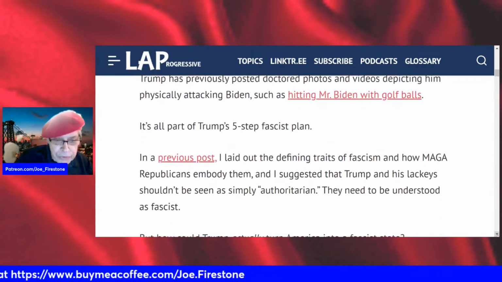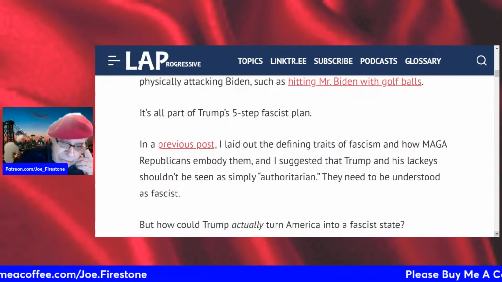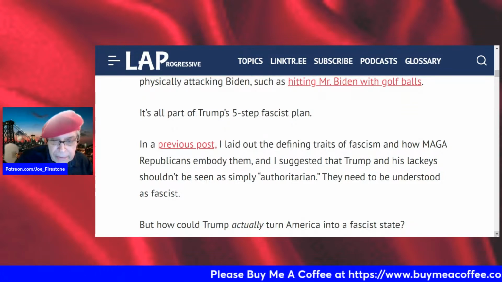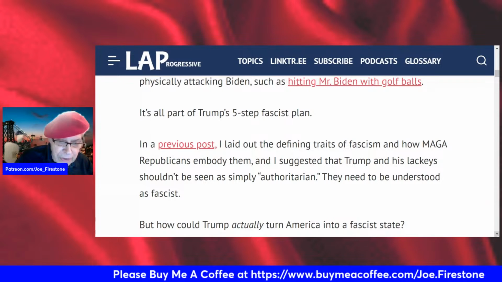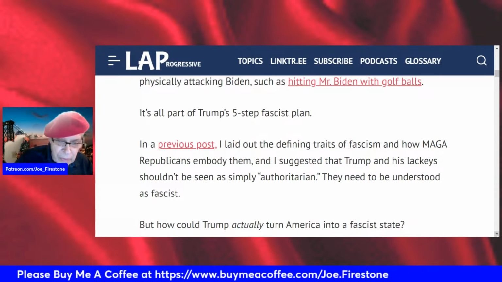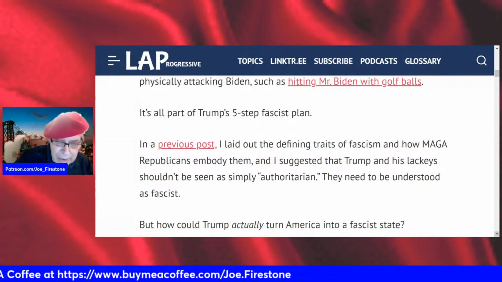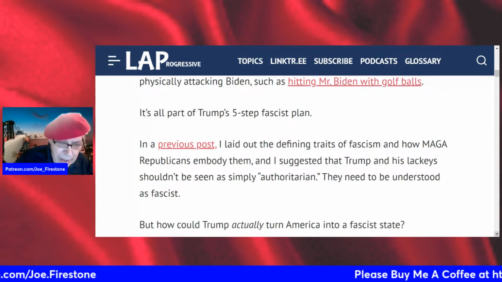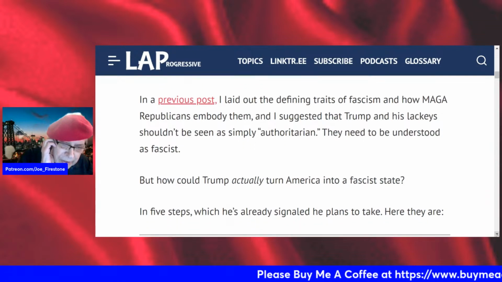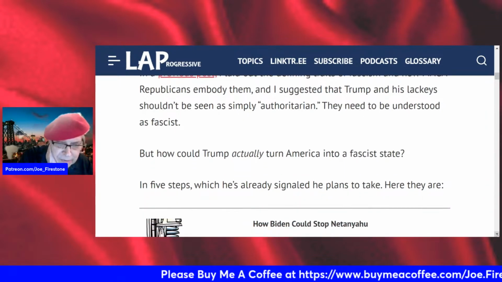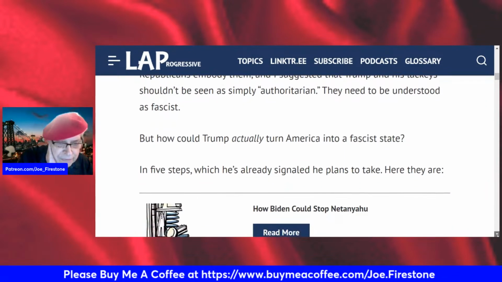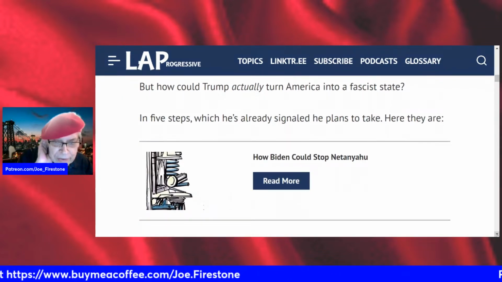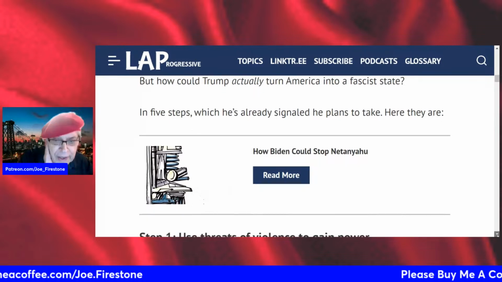In a previous post, I laid out the defining traits of fascism. We covered that post here. And how MAGA Republicans embody them. And I suggested that Trump and his lackeys shouldn't be seen as simply, quote, authoritarian, unquote. They need to be understood as fascist. But how could Trump actually turn America into a fascist state? In 5 steps, which he's already signaled he plans to take.